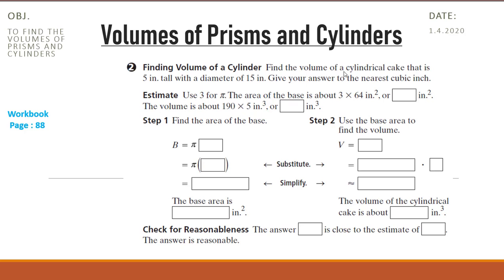Find the volume of a cylindrical cake that is 5 inch tall with a diameter of 15 inch. Give your answer to the nearest cubic inch. Okay, at first we will start with estimating the answer. Let's do that. Okay, how to estimate? We will estimate the base area.